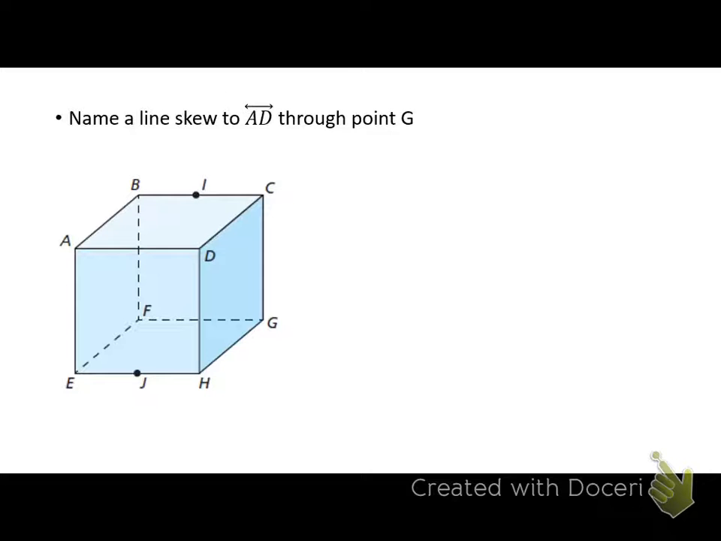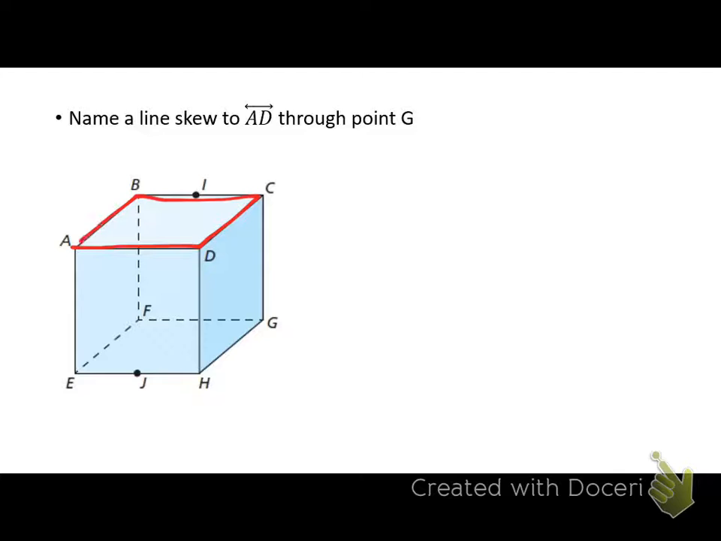10, 9, 8, 7, 6. Everyone's up. Boards up. You have to name it correctly. So it had to be through point G. So Kevin, you got it right. Had to be through point G, so everyone can look.